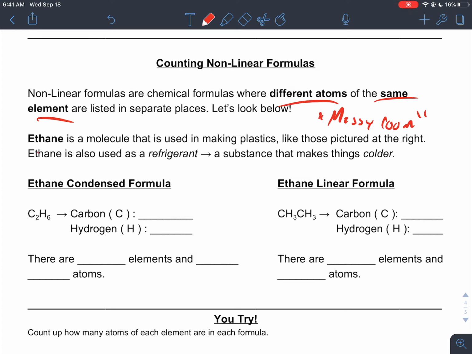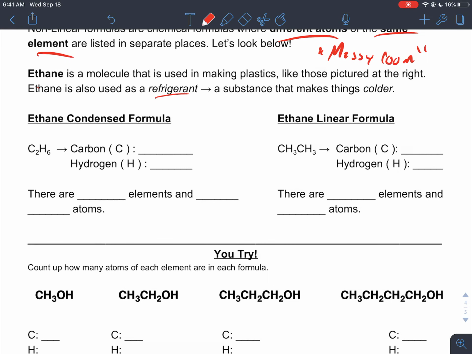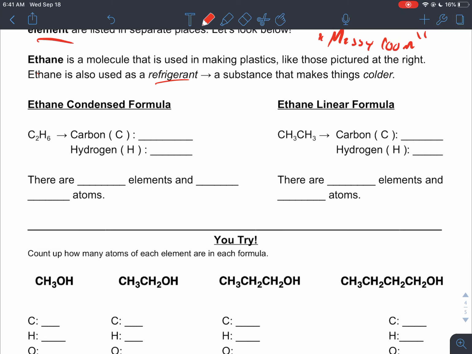Let's read this example. Ethane is a molecule that's used in making plastics, like those pictured at the right. Ethane is also used as a refrigerant, a substance that makes things colder. Okay? We're going to take a look at two different formulas for ethane, count up how many there are of each atom of each element. Okay? We know how to do this. This is simple. You should be able to do that without my help. Tell me how many carbons are there, how many hydrogens are there. That we have to be doing right.